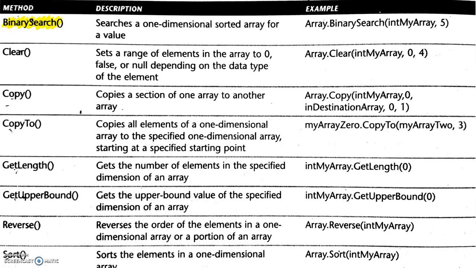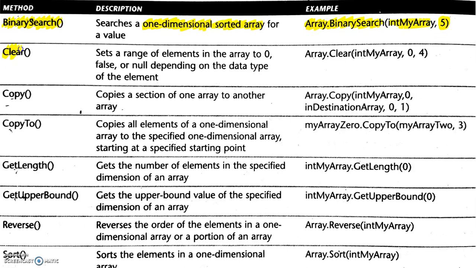First is binary search. So what is the binary search and how can you write it? Just write the name of your array dot binary search. This method takes two parameters: first, the name of the array, and the element or value which you want to search in the 1D array. This method works for a 1D sorted array. It requires a sorted array and you can search for this particular element.